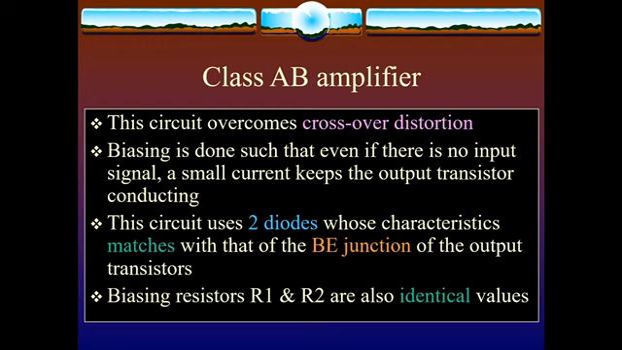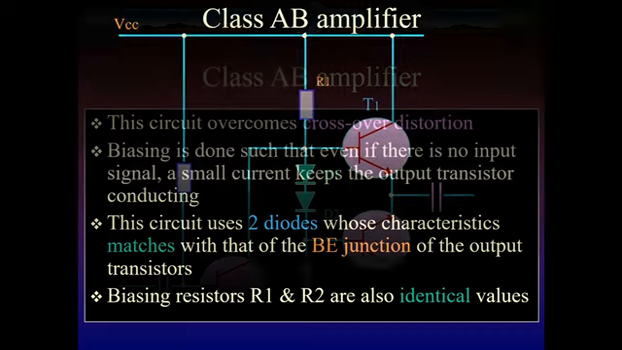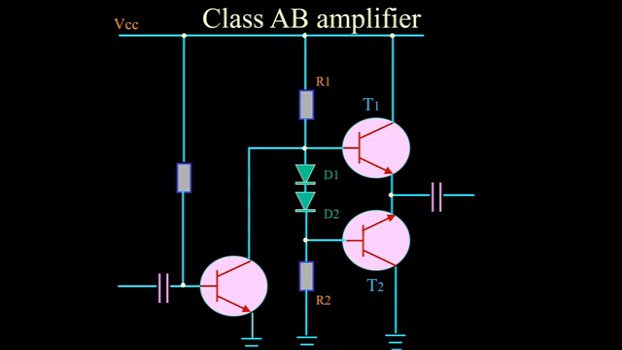Biasing is done in such a way that even if there is no input signal, a small current keeps the output transistor conducting. So this is the advantage of the class AB amplifier. The circuit uses two diodes whose characteristics match those of the base-emitter junction of the output transistor. Biasing the transistor, R1 and R2 are also identical values. Whatever transistor they are using, you can see in the design that R1 and R2 are identical.